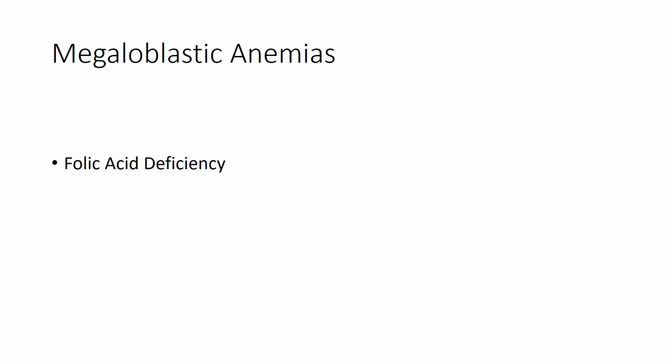As you saw in iron deficiency anemia, the red blood cells are small. Megaloblastic anemias are just the opposite. They are very large, immature red blood cells. The two most common types of megaloblastic anemias are folic acid deficiency and vitamin B12 deficiency. In this course, we will look only at folate deficiency.